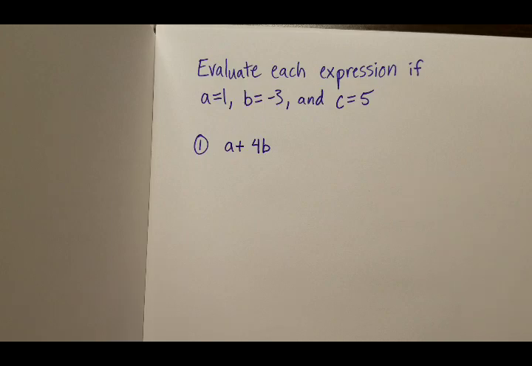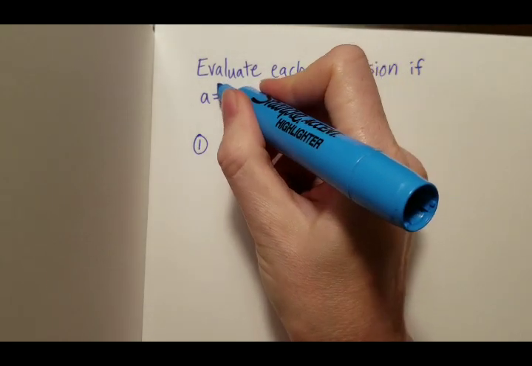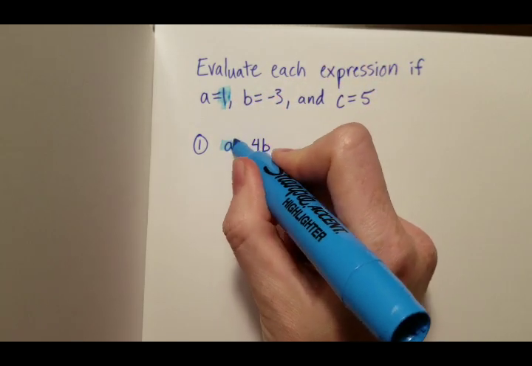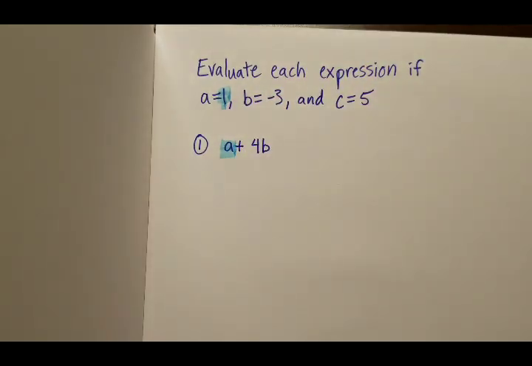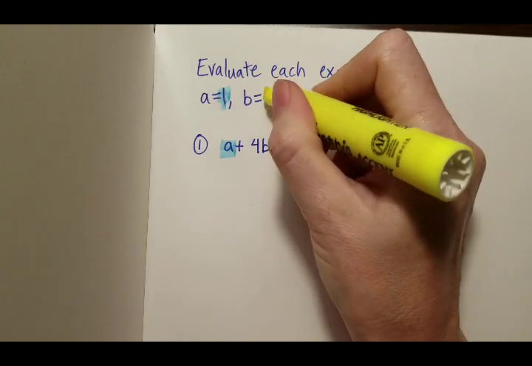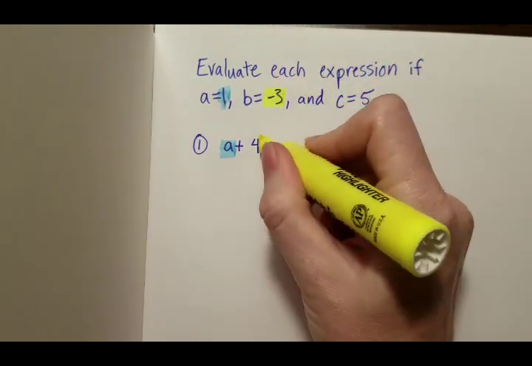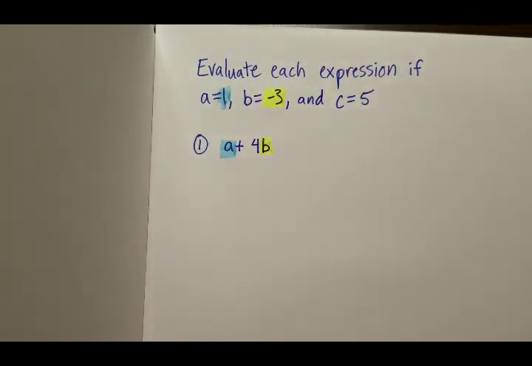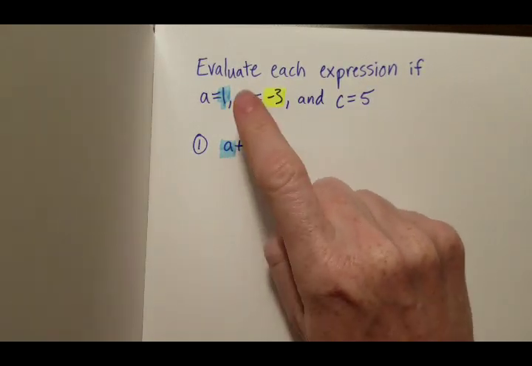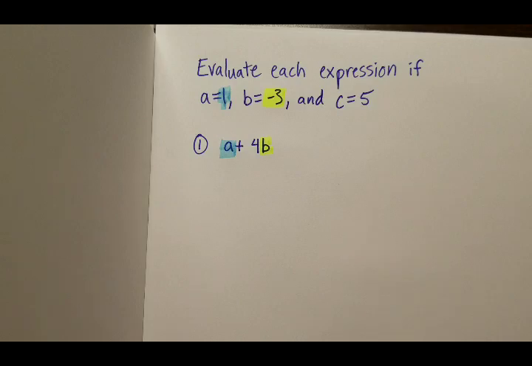One technique that is helpful when you're doing this is to highlight the different variables in different colors. So I know every time I see a b, it's going to end up being a -3, so I'm going to highlight the b's in yellow. And every time I see an a, it's going to be 1, so I'm going to highlight that in blue.